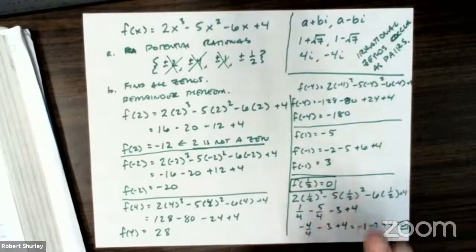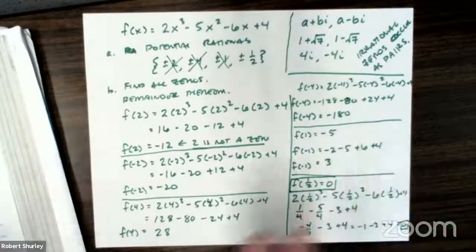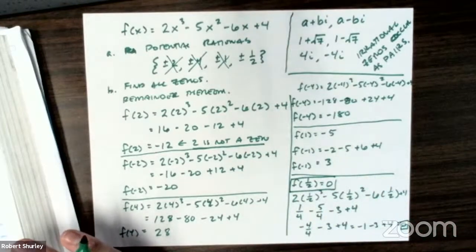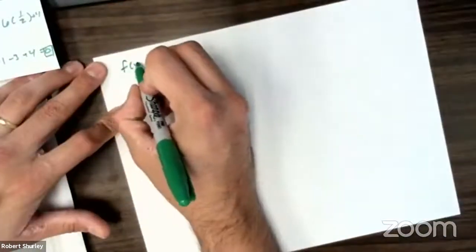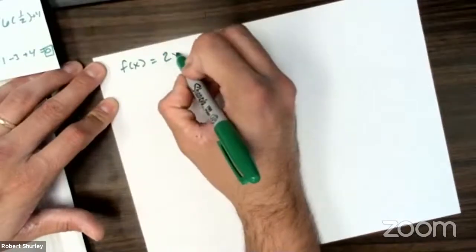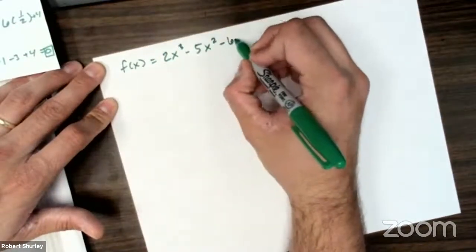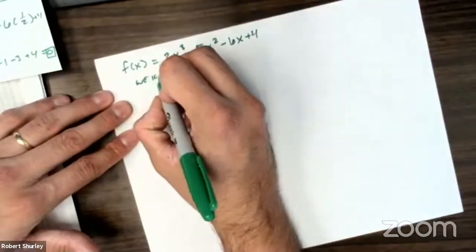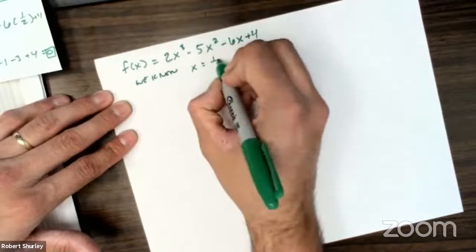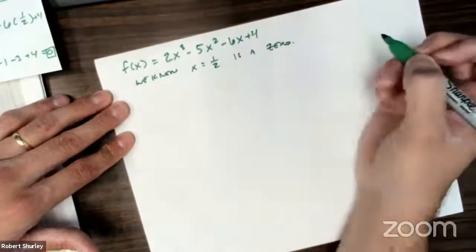Now look, we know what to do from here. Because what we do from here is what we did at the end of section 3.3, I believe. It might have been 3.2. So I'm going to go back and write this. I'm going to say f of x equals 2x cubed minus 5x squared minus 6x plus 4. And we know x equals 1/2 is a 0. And we have to find the other zeros now.